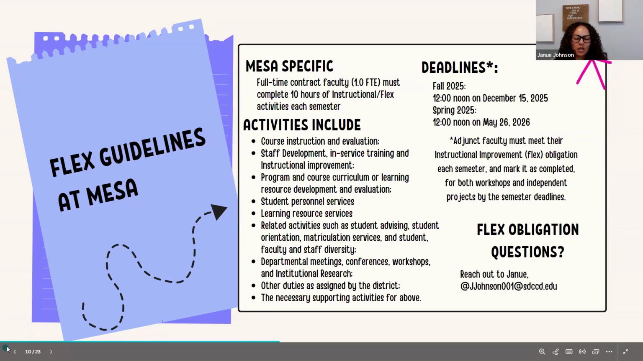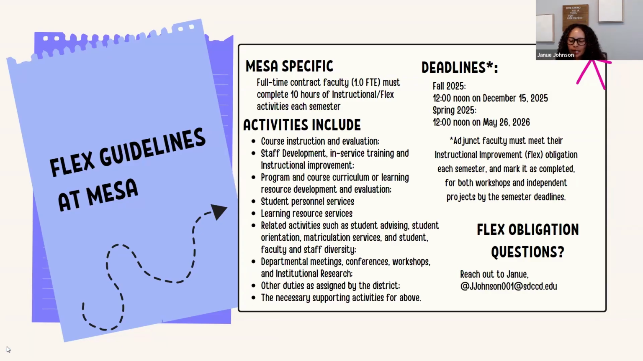Thanks, Carla. As Carla shared, a lot of what CE may have as guidelines is similar to what Mesa has as a credit college, but I'll just highlight some of the differences. For Mesa or for the 4 credit colleges, for example, if you're at Miramar or City as well, full-time contract faculty with 1.0 FTE complete 10 hours of flex activities each semester. So it's a total of 20 hours per year. Again, all of those activities are very similar. They're the same: course instruction, evaluation, staff development, program and course curriculum, and so on and so forth.